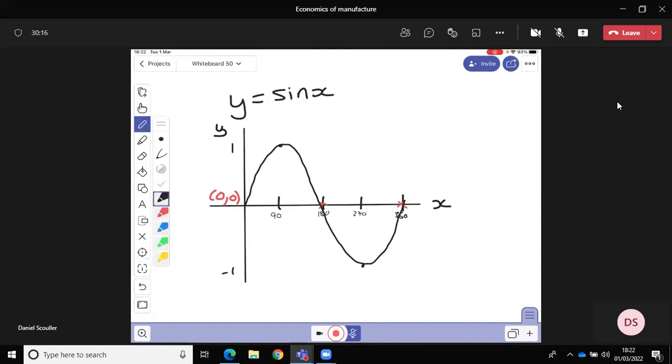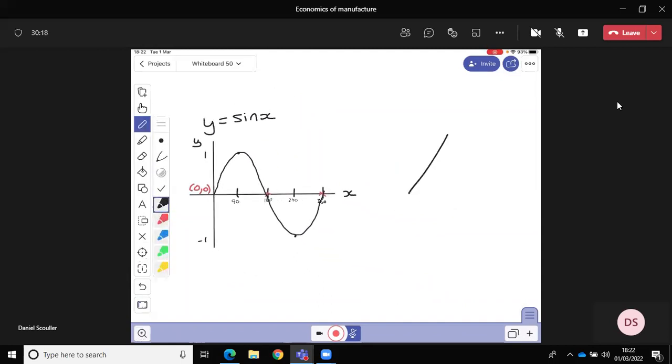What you should avoid is a graph that looks like that. Too pointed, you want it to be nice and curved.